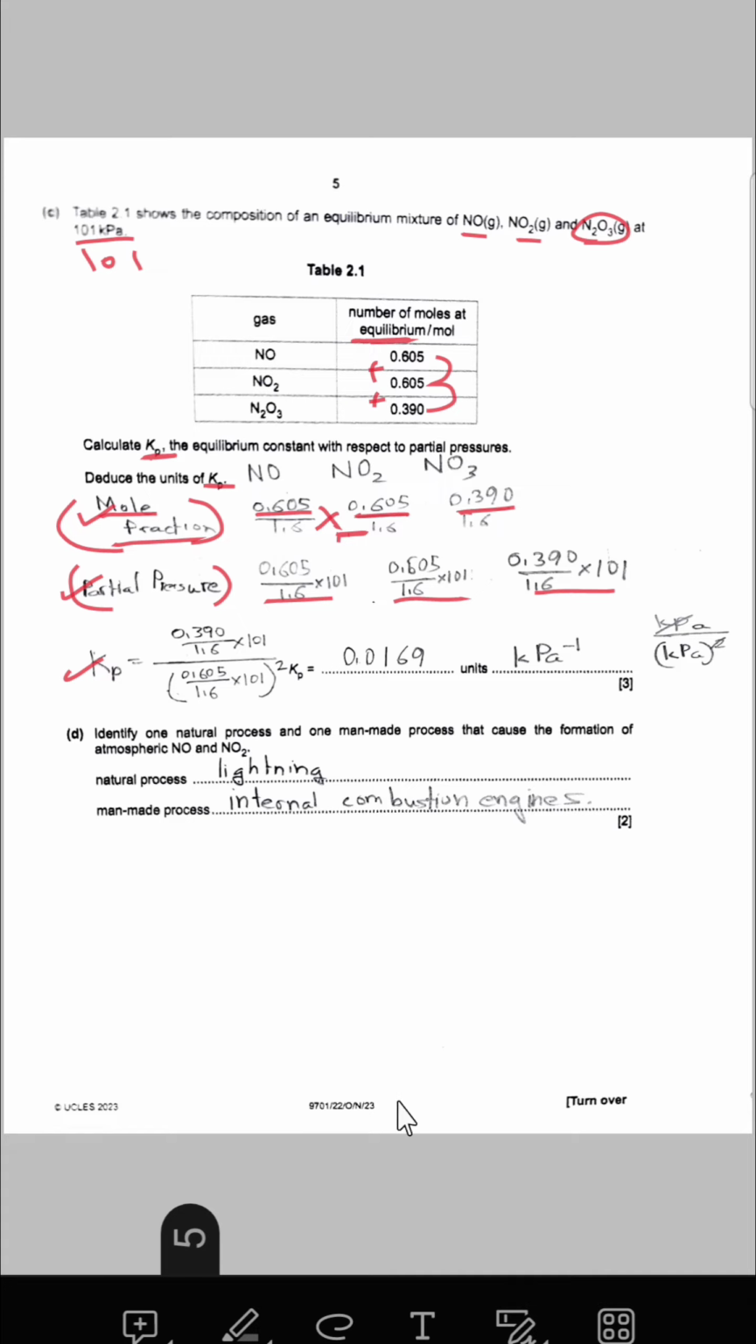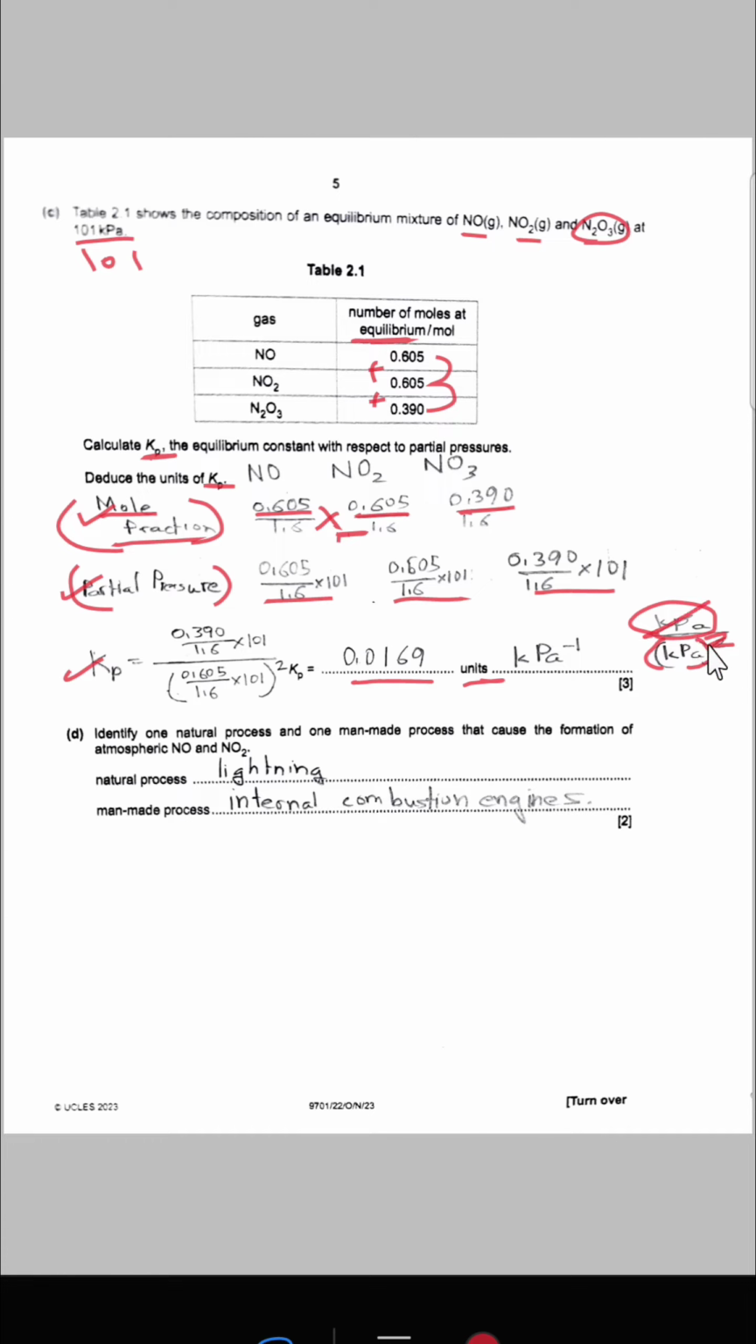So the final answer for Kp would be 0.0169, correct to its nearest value. For the unit, the partial pressure of N2O3 would be in kilopascals, and for the bottom, as there are two reactants, it will be kilopascals squared. So one kilopascal cancels out, and at the bottom one kilopascal remains, that is inverse as it is in the bottom. So the unit would be kPa inverse.